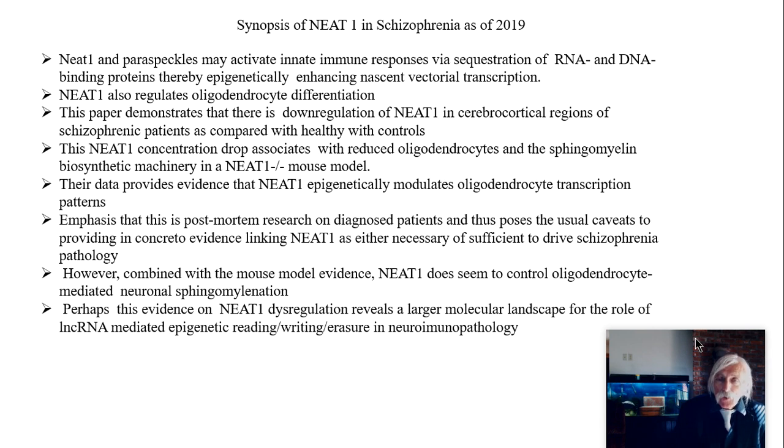If you sequester enough of the proteins that bind to DNA and RNA, you could flip it either way, the valence between generating more transcripts or less transcripts of specific structure, right? Based on where these proteins are bound, what RNAs are bound, the specificity may lie in there. So NEAT1 also regulates the oligodendrocyte differentiation, and it does so via these means.